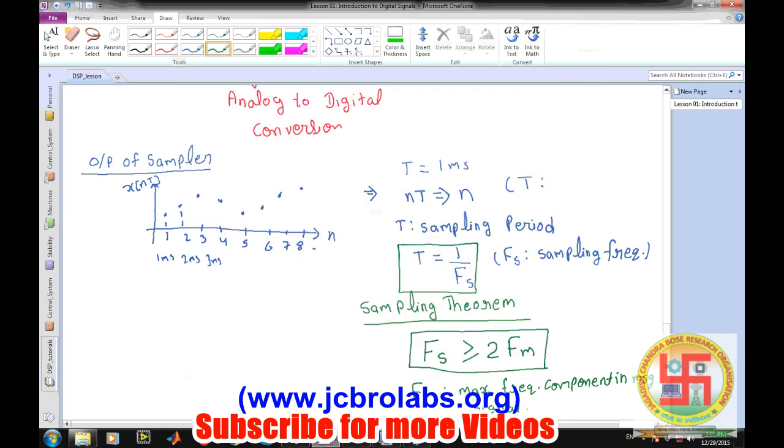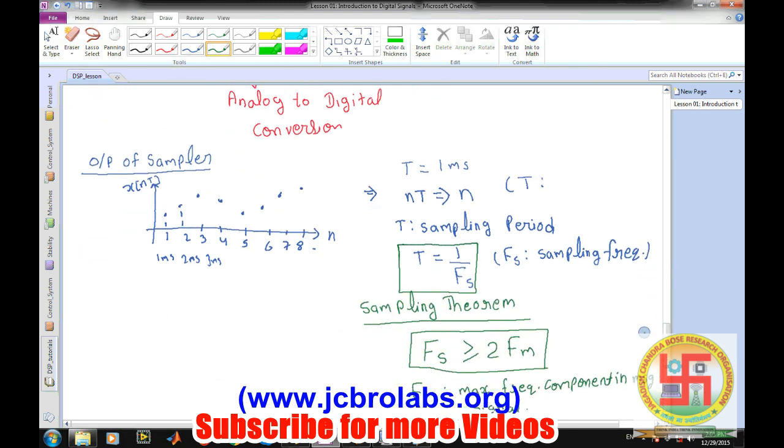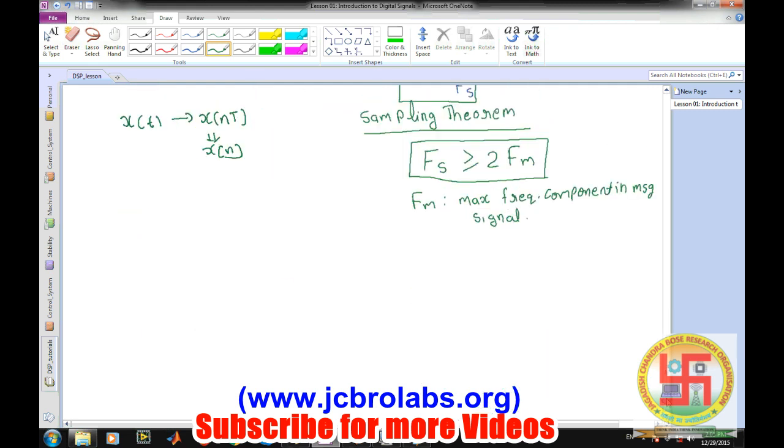Okay, now coming back to this one, once we have this sampled signal, while keeping all these things in mind, it generally represents like this, x of nT, or more simply x of n, where n is the sample number. Once this sampling is done, the next block is the quantizer.